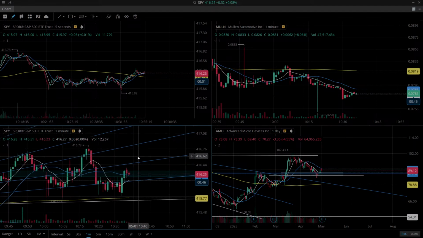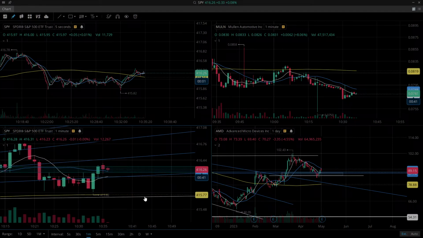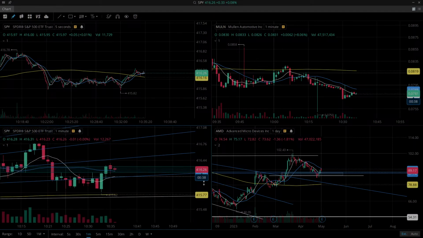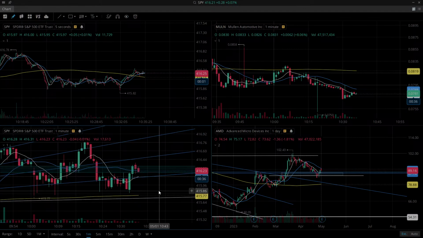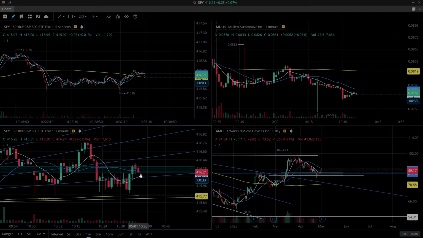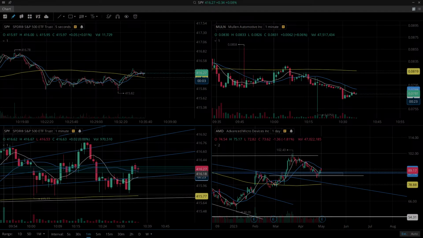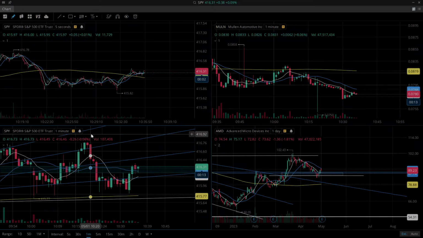So if you're offsides on that, it will rip your face off. Volume's sort of pushing bearish at the moment, flipping back and forth. So wait for this zone to finish out. Here comes the hammer. 12 seconds. Let that print.